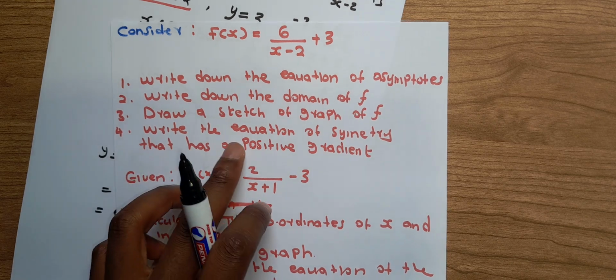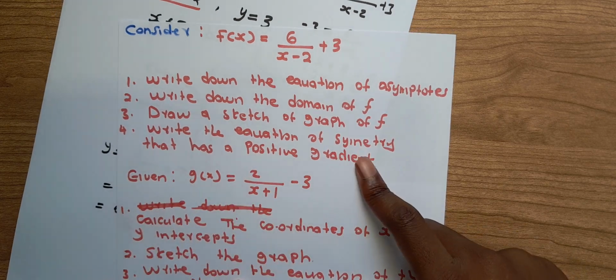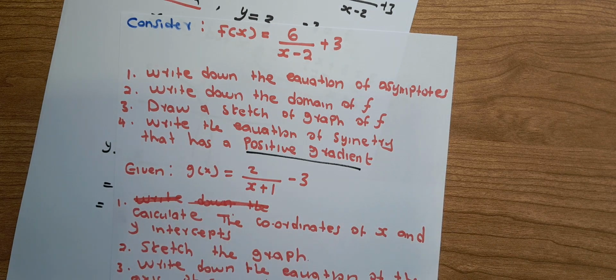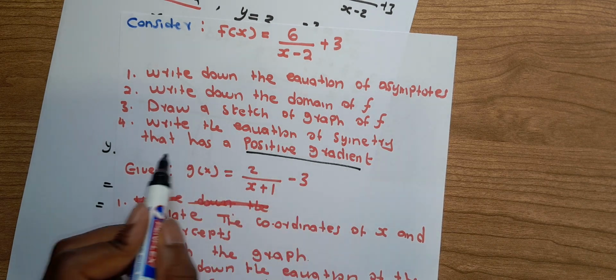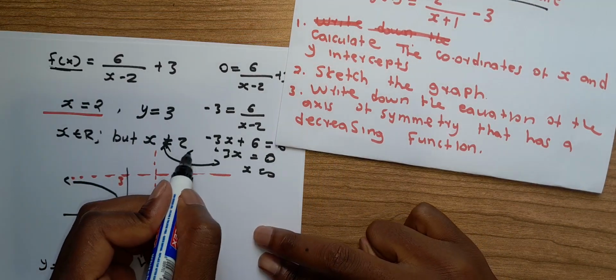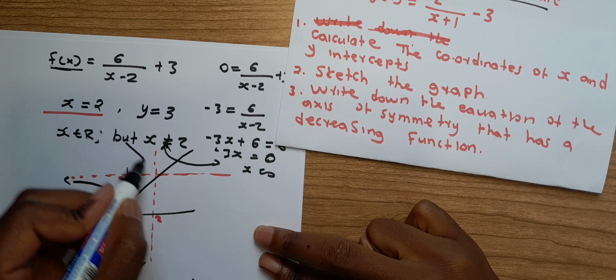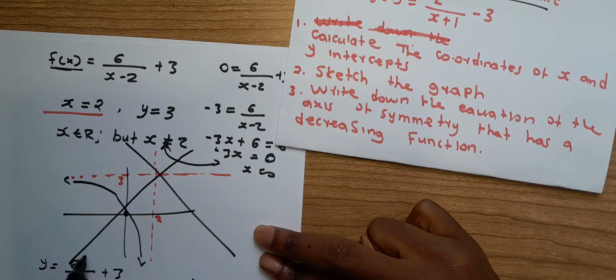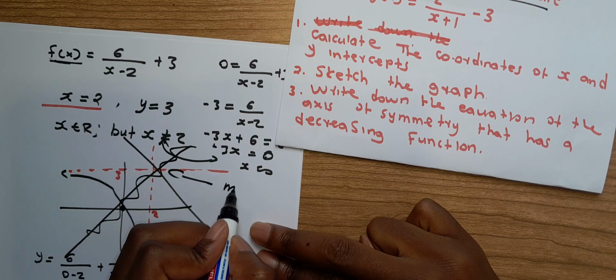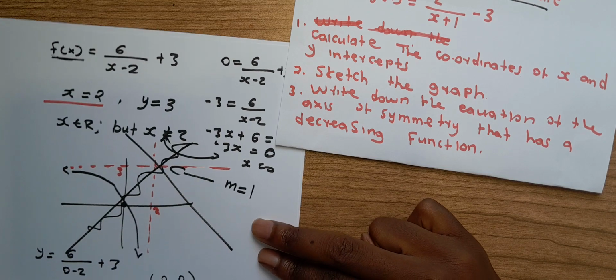Okay, write down the equation of the axis of symmetry that has a positive gradient. As I've already told you, we have these two lines of symmetry, this one and this one. This time they want us to calculate the one that has a positive gradient. And we know that m is equal to 1 because it is increasing.